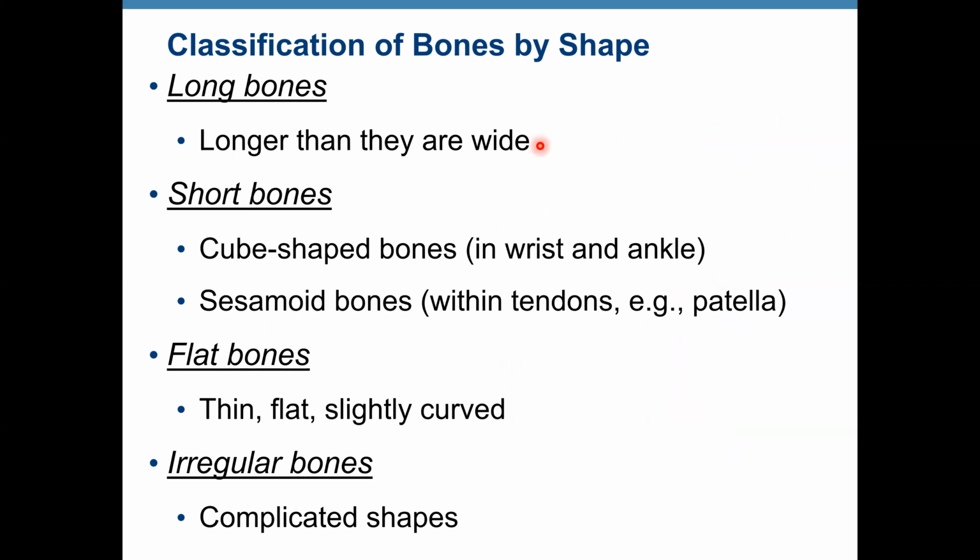So we can classify bones based on their shape. Bones can be long, they're longer than they're wide; short, cube-shaped bones, for example, in the wrist or ankle. So we call those bones in the wrist carpal bones. In the ankle, we call them tarsal. Sesamoid bones, an example would be the patella, and those bones are found within tendons. Flat bones are thin, flat, slightly curved, and irregular bones have a complicated shape.